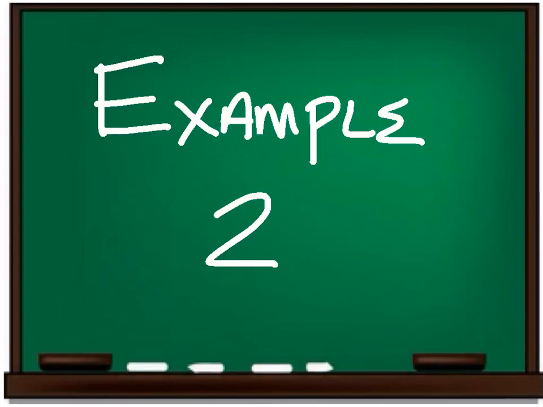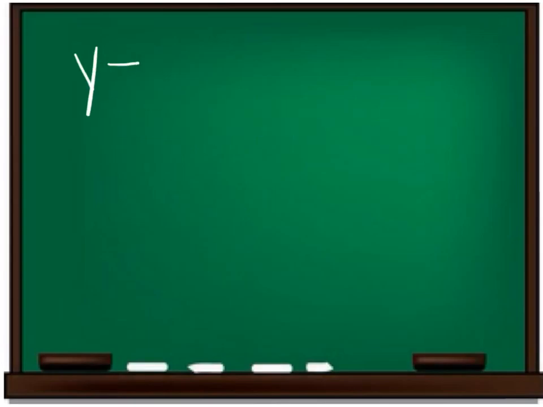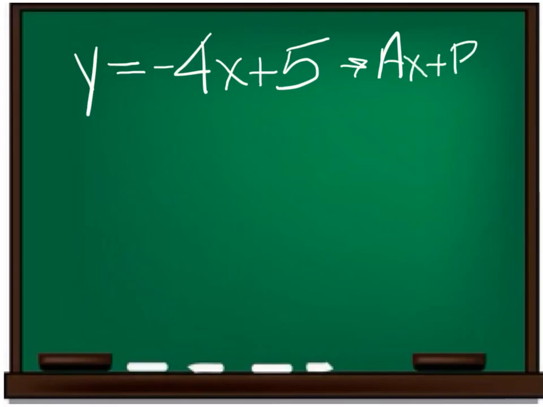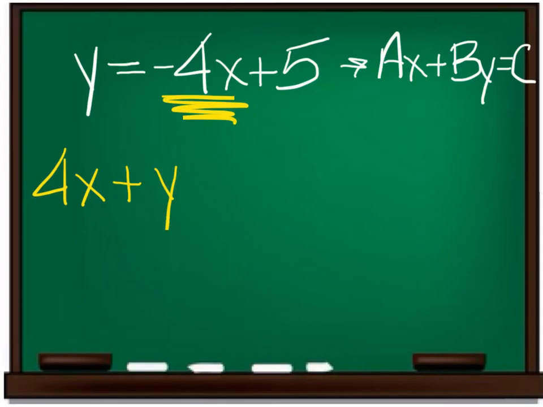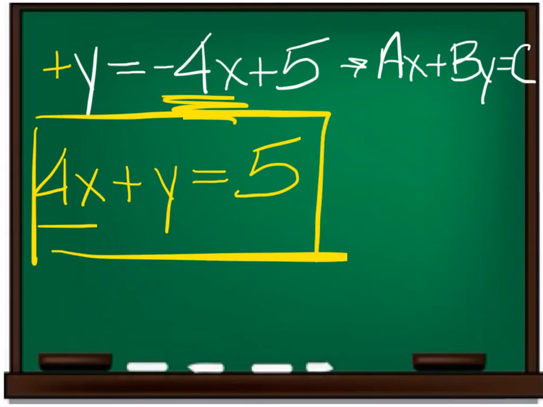Here is example 2. Y equals a negative 4x plus 5. We want to turn this into standard form. Ax plus by equals c. Move the x term to the left and change the sign. There was already a plus sign by the y, even though it's not written. You have a positive number for x. That means you're finished. 4x plus y equals 5.